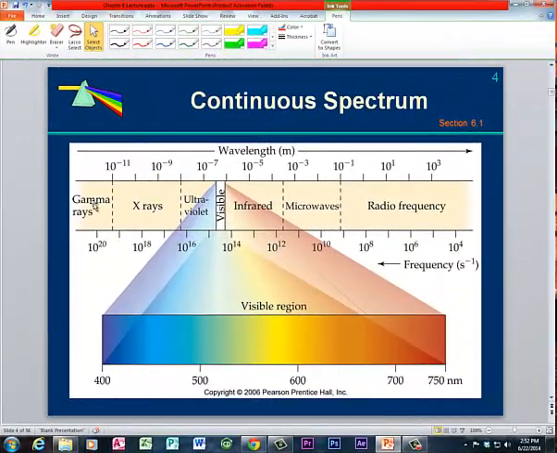Now here's the continuous spectrum. I'll go through this very rapidly. If we start over here, the low energy end of the spectrum, we have the radio frequency. You can look up at the wavelength, which is given in meters in this scale, and that's 10 to the third, or in the terms of 1,000, or 1 kilometer and beyond. You can actually have radio frequencies where the wavelengths are more than 1 kilometer long.